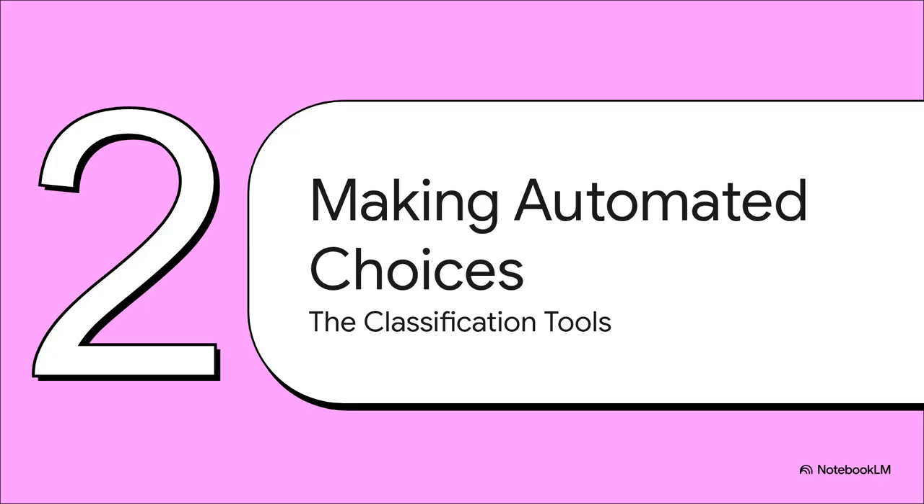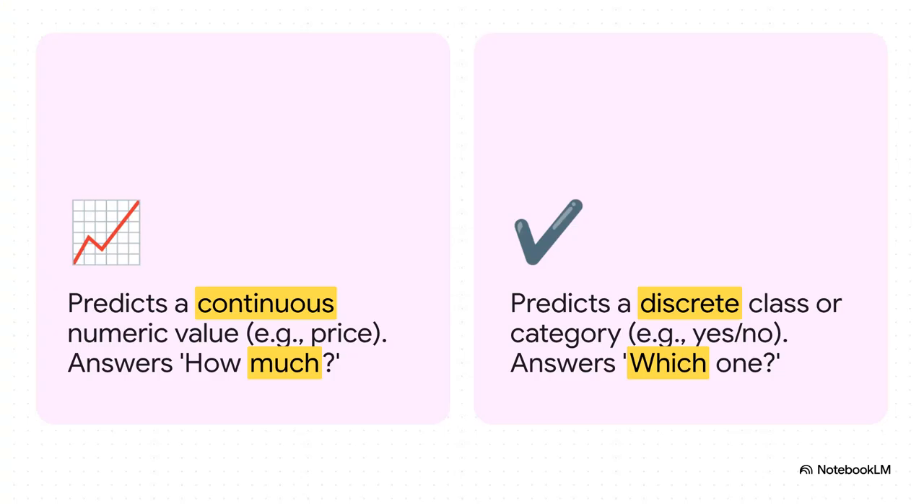Okay, we've got a handle on predicting numbers. So let's shift gears and look at a whole different set of tools. These ones aren't for predicting a value, they're for making a choice, for assigning something to a category. And we call this classification. And this right here is the absolute key difference between the two. Regression is all about answering how much. How much will that house cost? Classification, on the other hand, answers which one. Is this email spam or not spam? It's about picking a category, not calculating a number.